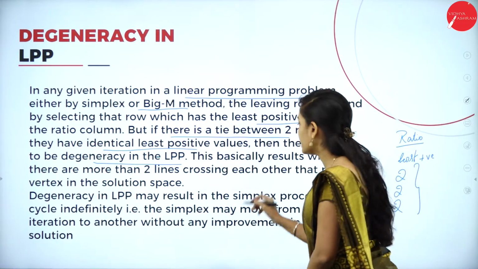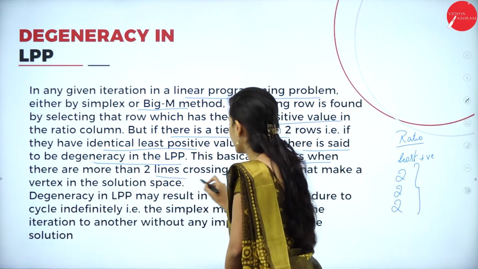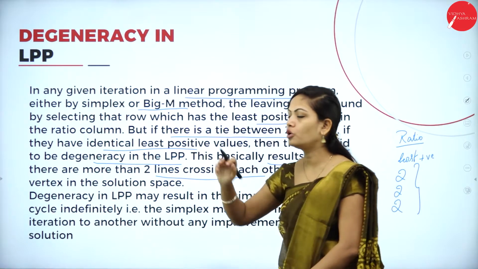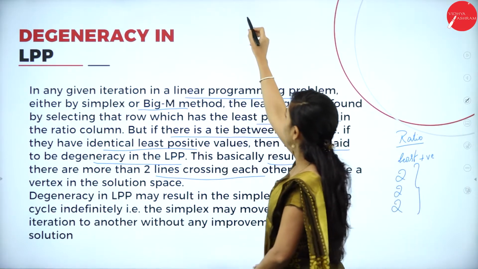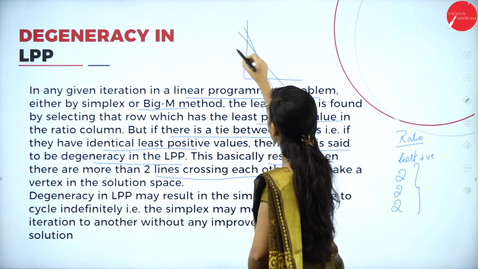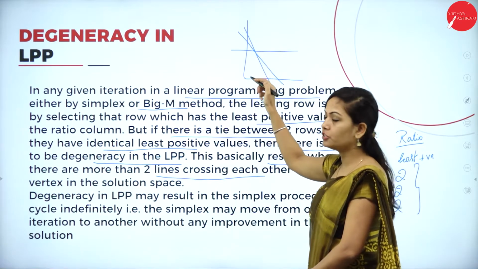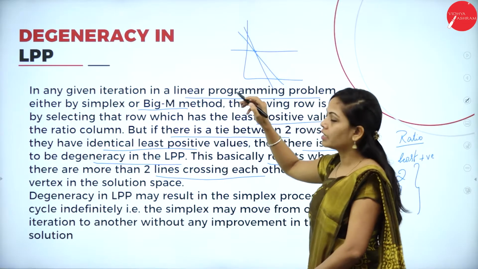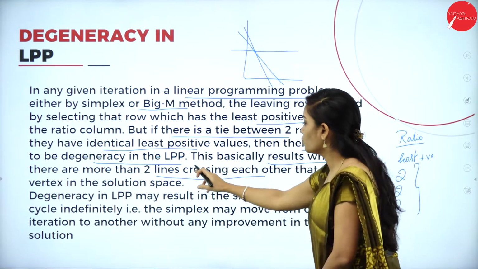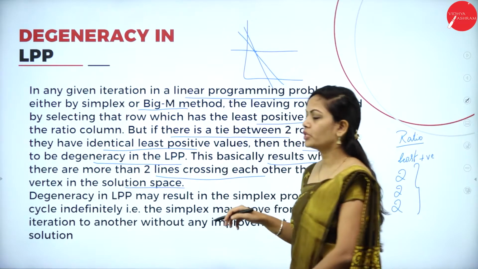This basically results when there are more than two lines crossing each other that make a vertex in the solution space. Example, here 3 lines are crossing each other to form a vertex. Or 2 lines crossing each other that make a vertex in the solution space.